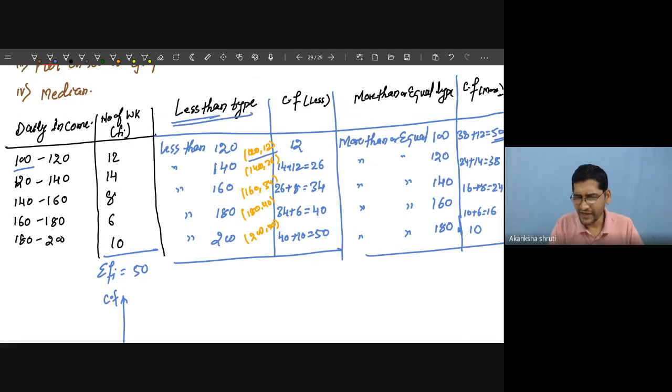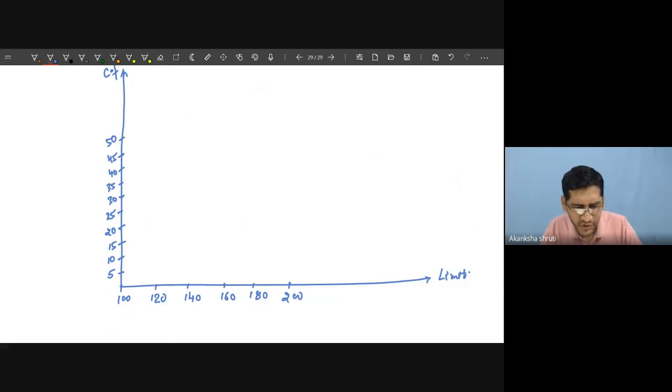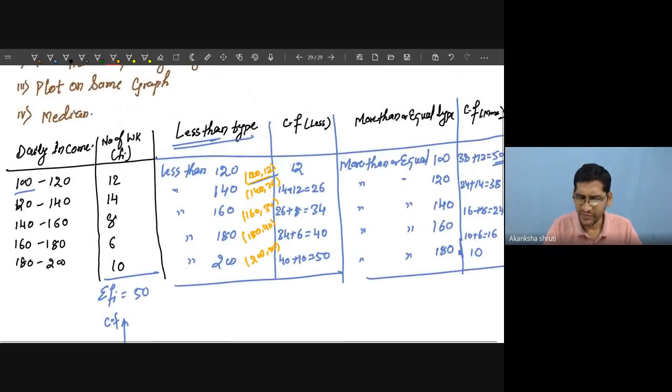The point is our 120 and 12. Observe, 120 is this point, and vertically you have to go up to 12. So plot it. It is this one. You may mark this as A, 120 and 12. This point we have plotted.